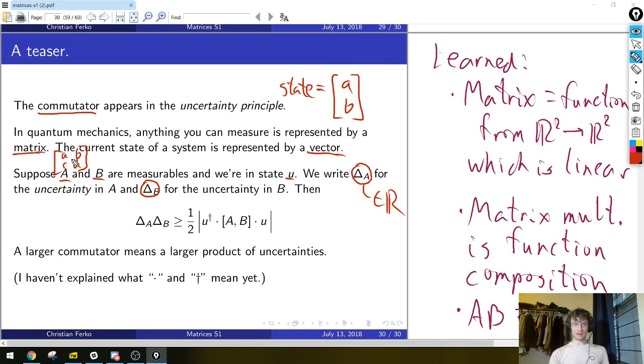So here's the statement. A and B are two measurables, which means they're associated with matrices. We are in a state u that tells me how my system is prepared. And then we have two uncertainties, delta A and delta B, which tell me the error in my measurement for the two measurables associated with A and B. Then here is the statement of the uncertainty principle. If I multiply those two errors, delta A times delta B, that product must be bigger than or equal to this expression, which involves the vector u and the commutator of those two matrices A and B.